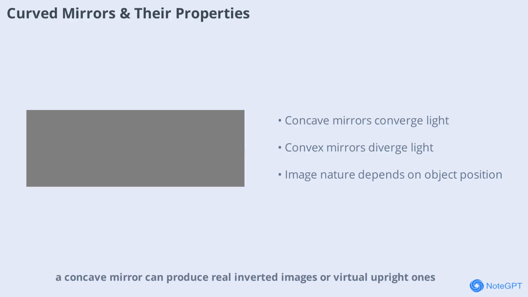For example, a concave mirror can produce real inverted images or virtual upright ones, depending on where the object is placed. Convex mirrors always form virtual diminished and upright images. The sign convention is essential. Distances measured in the direction of the incident ray are positive, and those against it are negative. Understanding these properties helps in solving problems and in real-world applications like vehicle mirrors and telescopes.